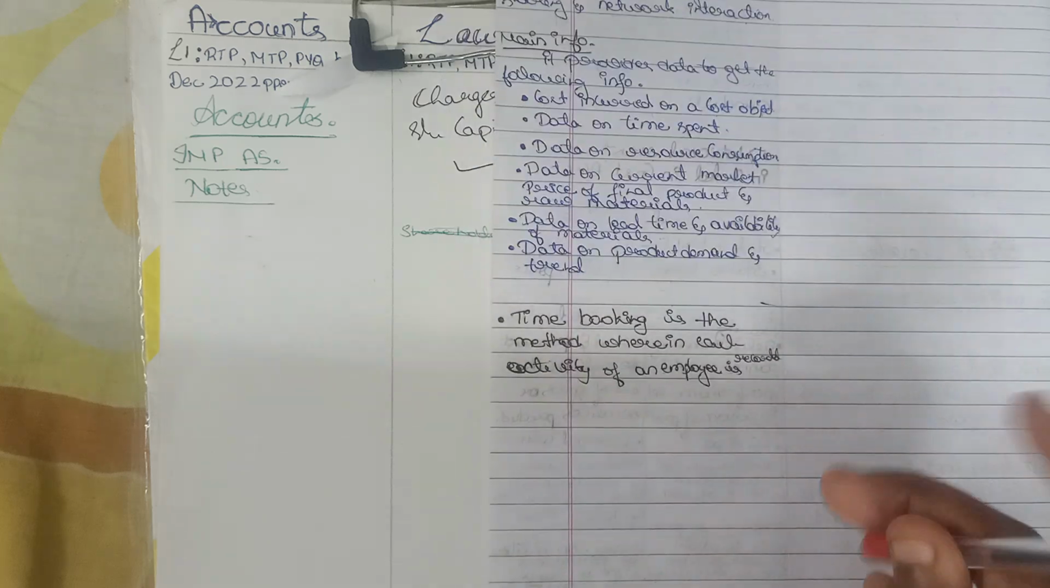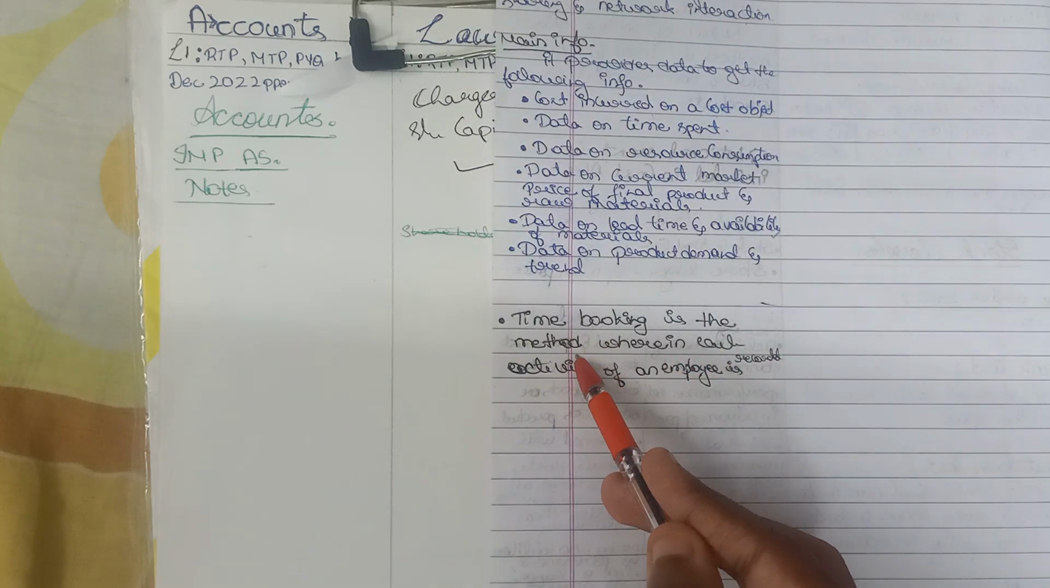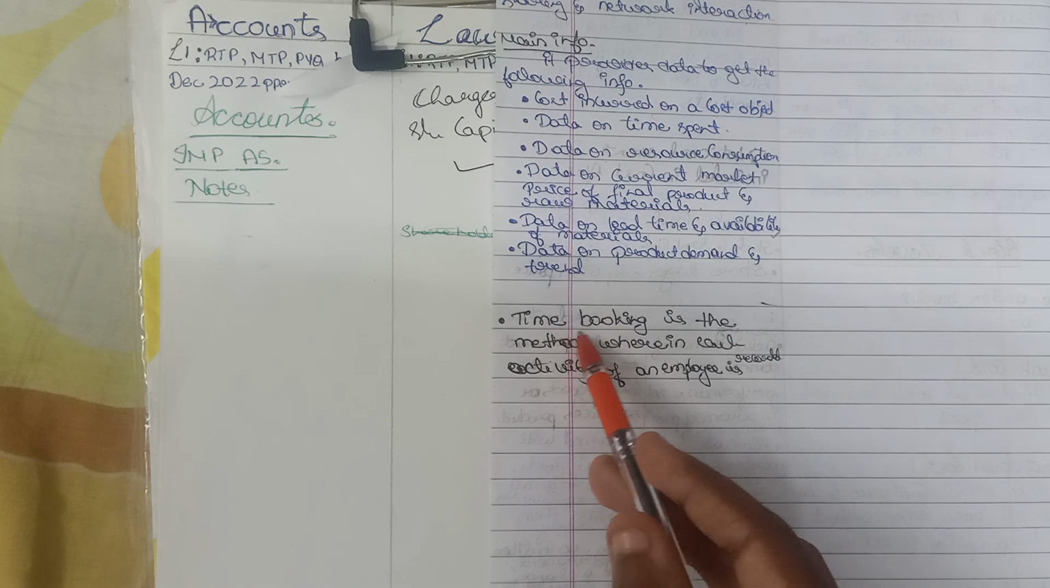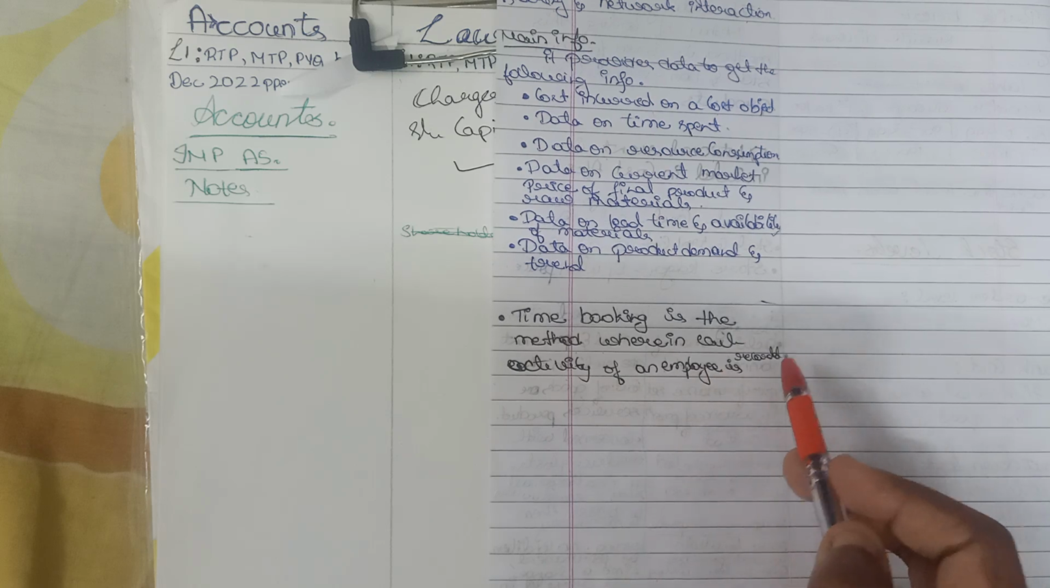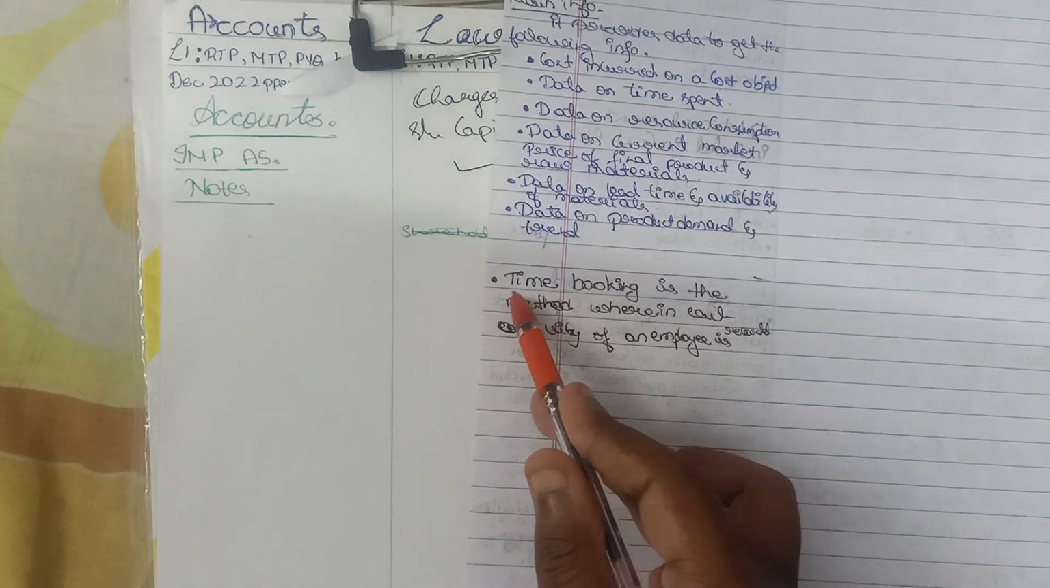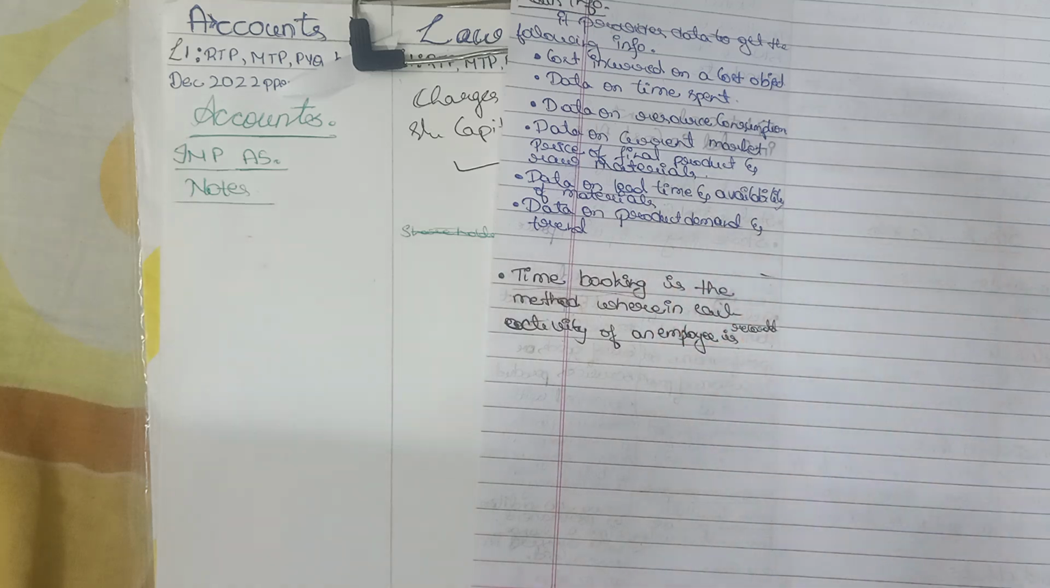Coming to the very last point of costing revision. Time booking is the method wherein each activity of an employee is recorded. This is time booking.